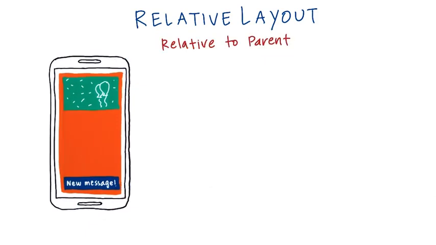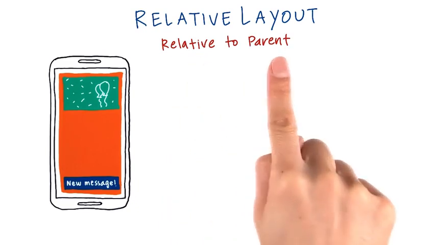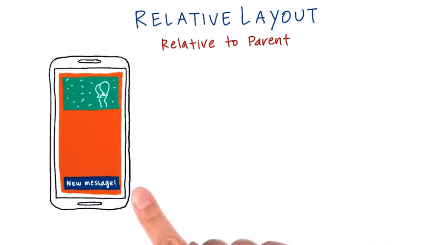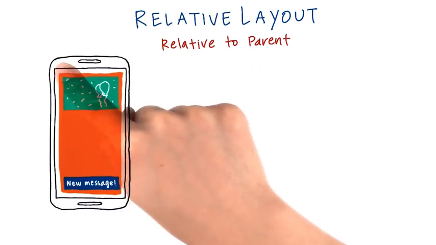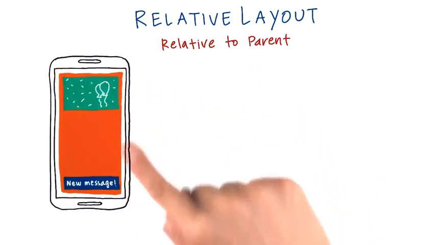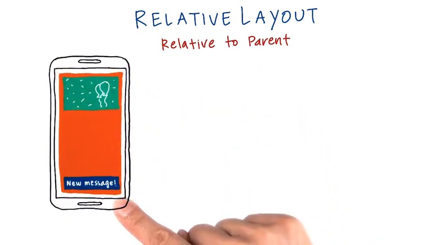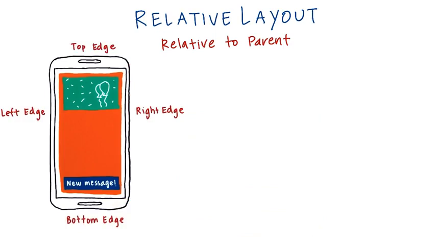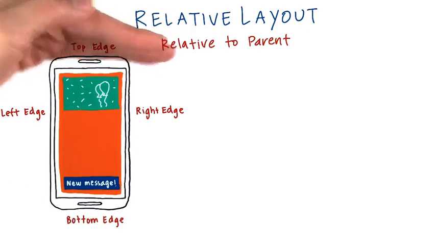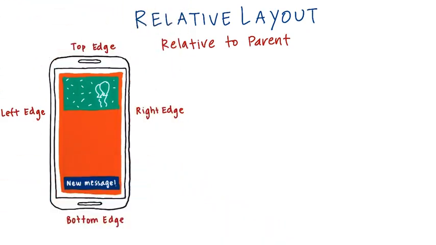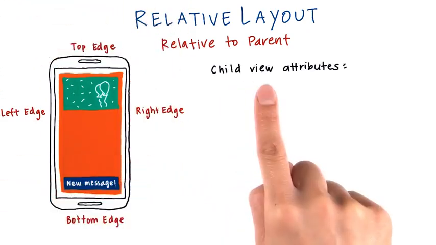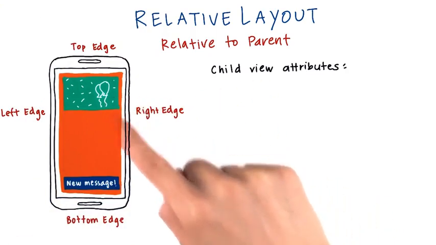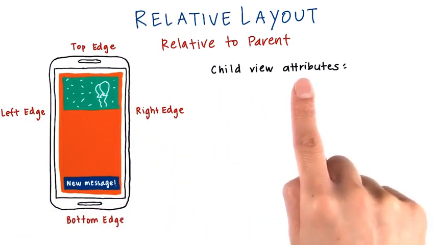Let's focus first on the case where views can be positioned relative to the parent. For this example, this parent relative layout is set to have width of match parent and height of match parent, so it's as big as the device. The children inside the relative layout can be positioned relative to the parent's left, top, right, or bottom edges. This is the code for it. On the child view XML elements, for example for the image view or text view, you would add these attributes.